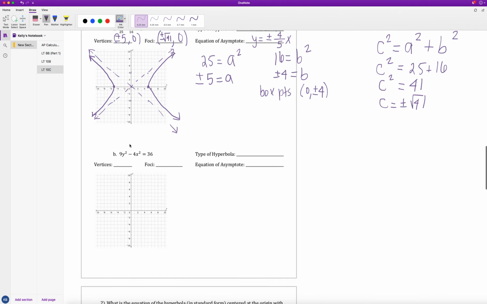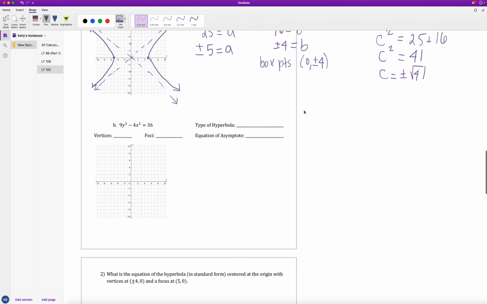Okay, let's look at our example B. I want you to go ahead and pause the video right now and try example B. My hint to you is that it might not be in standard form to start with, so think about what you would have to do to get that into standard form.